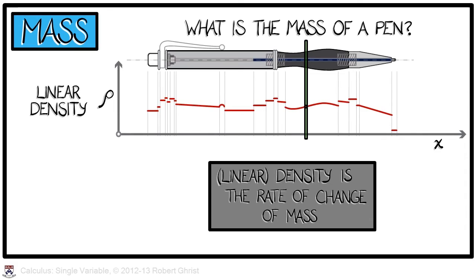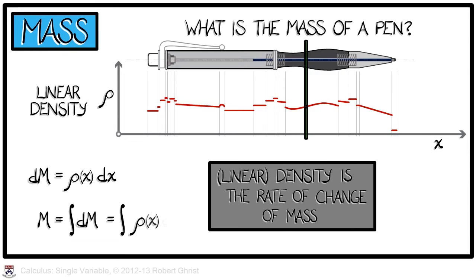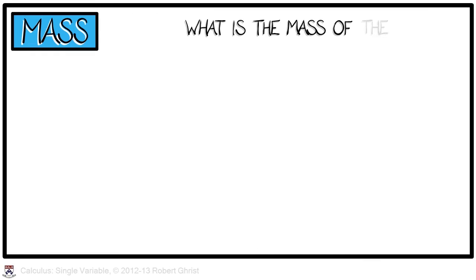Now, for an actual pen, this might be a discontinuous function. However, given that linear density rho is a function of x, we could compute the mass element, dm, as rho of x, that linear density, times dx, that length element. Then, of course, the mass is the integral of the mass element. Let's consider a bigger problem.